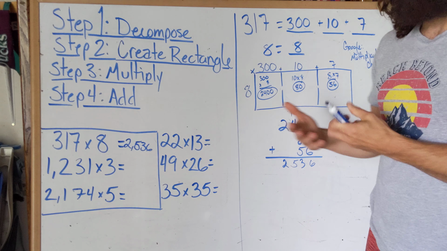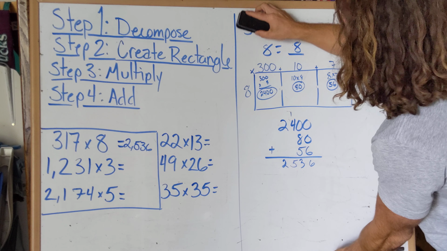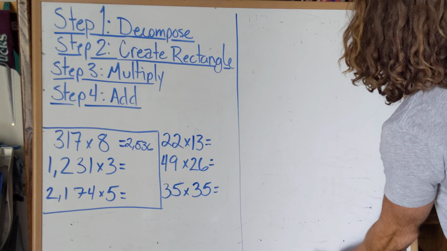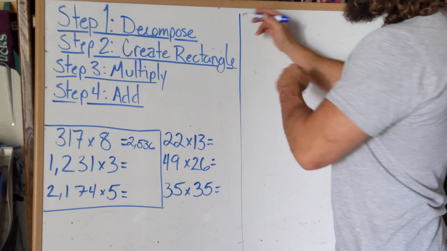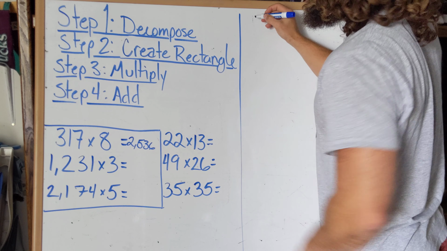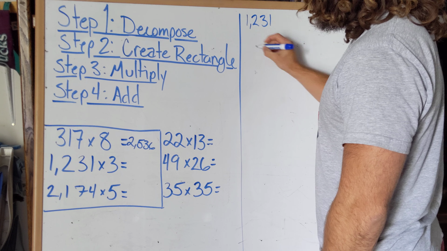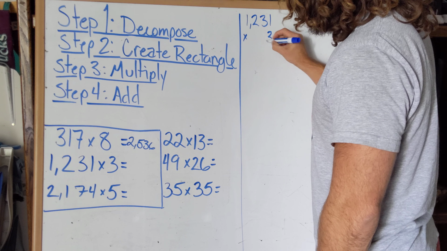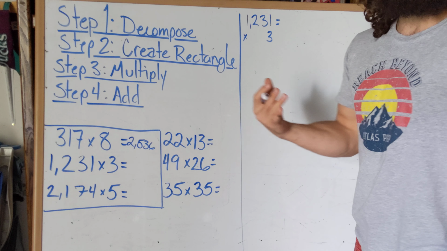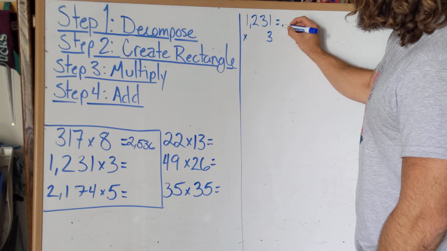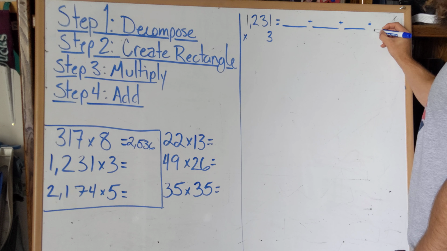The next one we're going to go through, the video is going to pause, and you are going to go through and do some of these on your own, or answer some of these questions on your own. We'll start back over with 1,231. I need to, step one, decompose that. So I have 1,231, and I'm multiplying that by 3. I have thousands, hundreds, tens, and ones, so I need to decompose this into thousands, hundreds, tens, and ones.